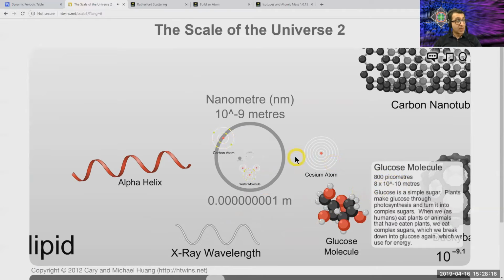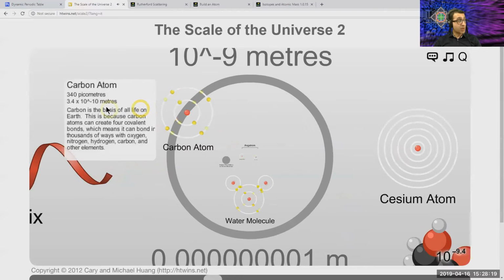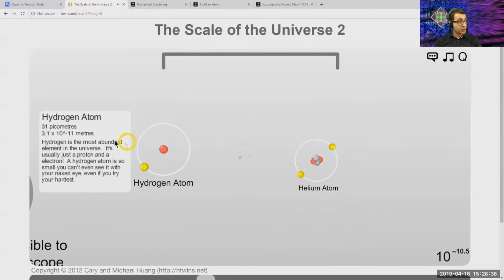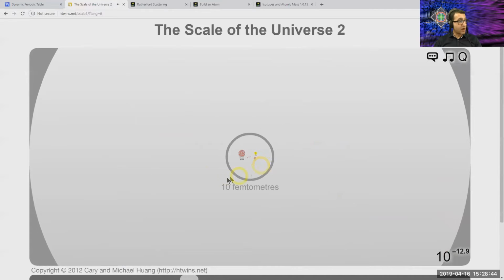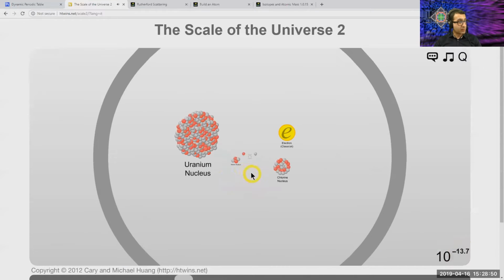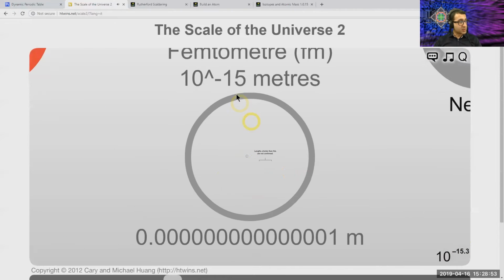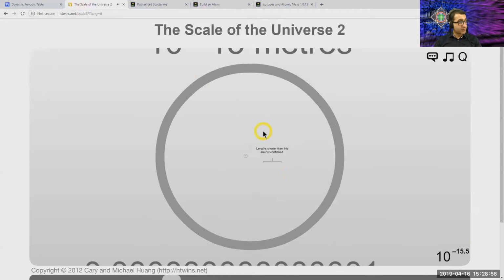So incredibly small. And now we get to atoms. So a carbon atom, 340 picometers. Now picometers are an extremely small measurement here. But let's go a little bit smaller. So let's see if we can get down to a proton and an electron. So now we've got the hydrogen atom, the very smallest atom on the periodic table, 31 picometers. Get smaller than this, and look how far we've got to go, 10 to the power minus 12 meters. Femtometers, so we're down to femtometers, 10 to the power minus 15.